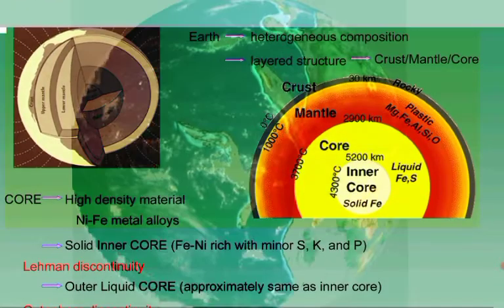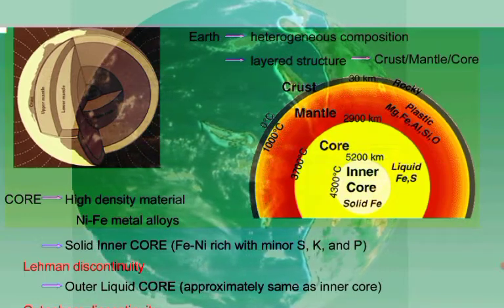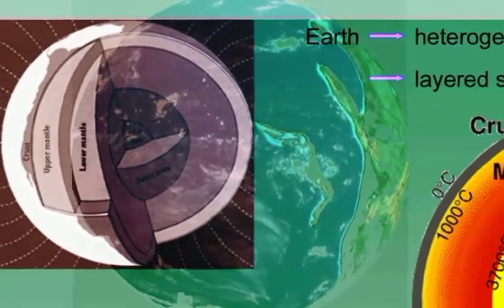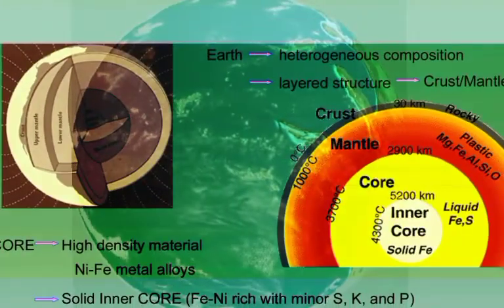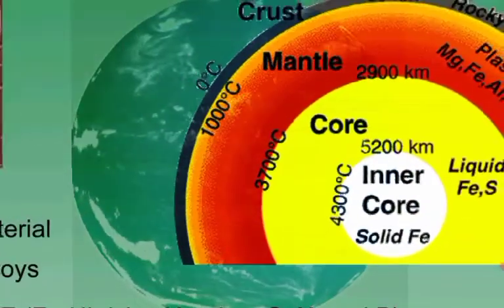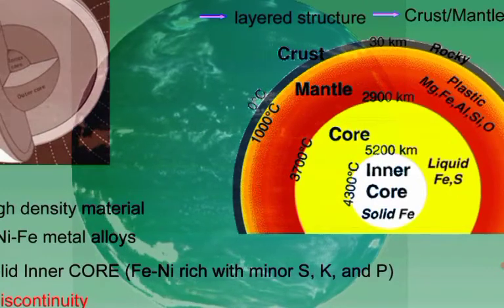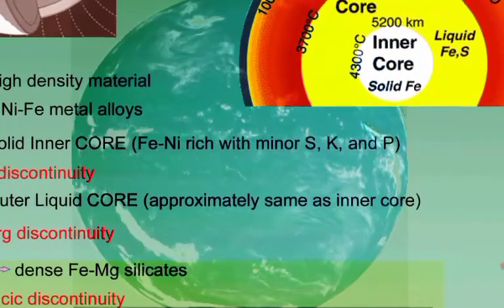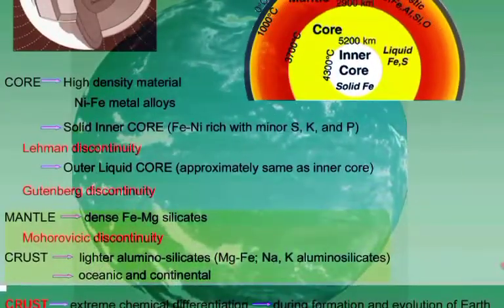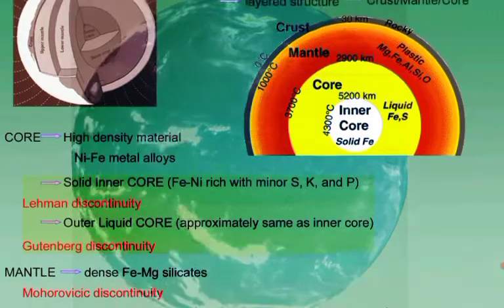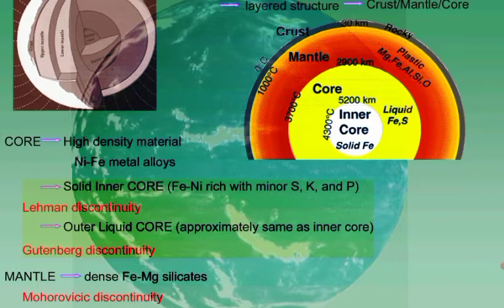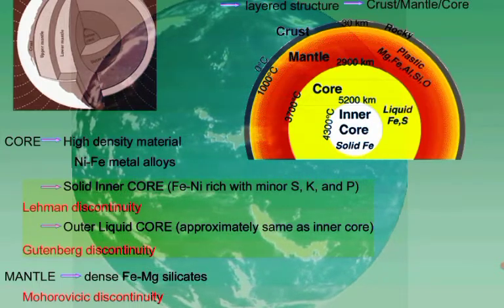Crust, mantle, core: the Earth has a layered structure and heterogeneous composition. The core is high density material, Fe metal alloys. The mantle is dense Fe Mg silicates. The crust is lighter aluminosilicates, Mg, Fe, Na, K aluminosilicates, with oceanic and continental crust separated by the Mohorovicic discontinuity. Solid inner core, Fe rich with minor S, K, and P. The Lehmann discontinuity leads to the liquid core, approximately the same composition as the inner core. The Gutenberg discontinuity.